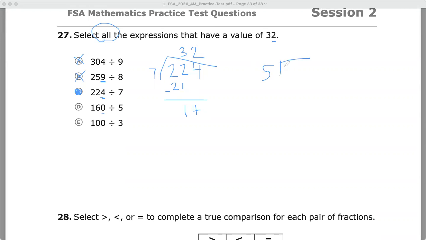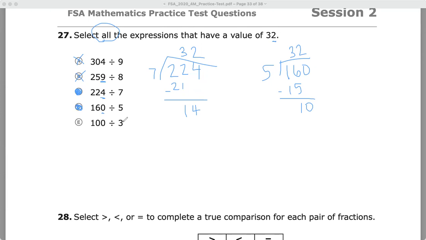5 goes into 160. So 5 goes into 16 3 times. 3 times 5 is 15. 16 minus 15 is 1. Bring down the 0. 5 goes into 10 2 times. So D is the correct answer choice.